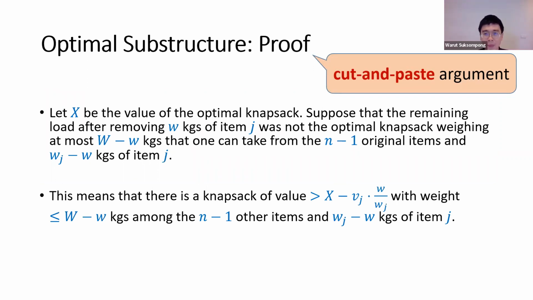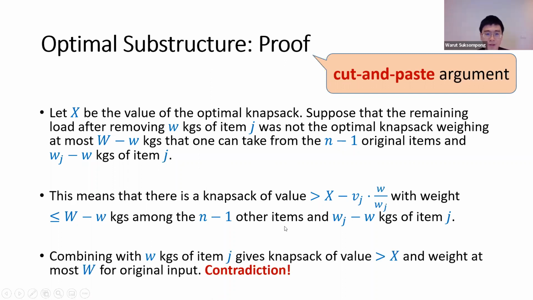Cut and paste is always about this: you remove something, and then in the reduced instance you don't have an optimal solution. There's something that's better. Then with that something better, you paste what you removed back in. It would be a better solution of the original problem. And so this is what it's saying here. You combine what we removed back into the optimal solution of the reduced instance, then you'll get a better solution to the original problem, and that would be a contradiction.